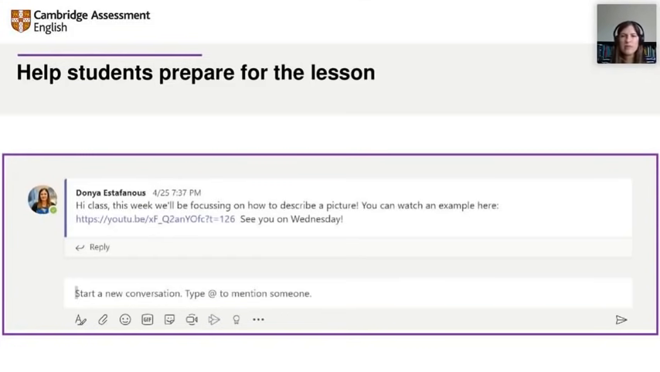And this could vary whatever you're doing in class. You could post a picture, you could, I don't know, post a podcast about a topic that you're studying. It depends what you're studying, okay? So for this example, we were focusing on an exam task. So I've posted an example video of students doing the exam task so that they can know what to expect.